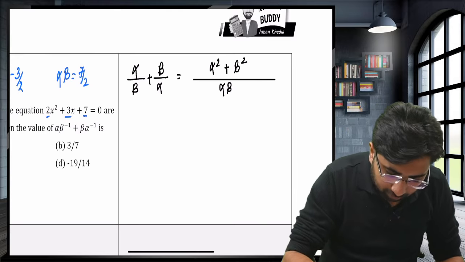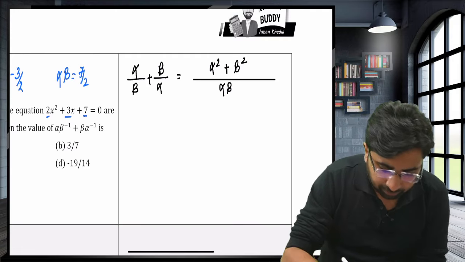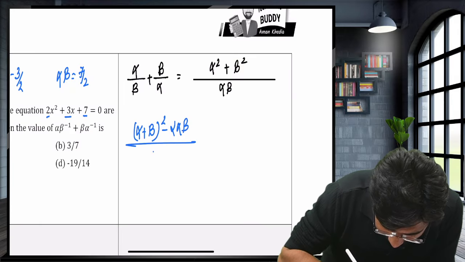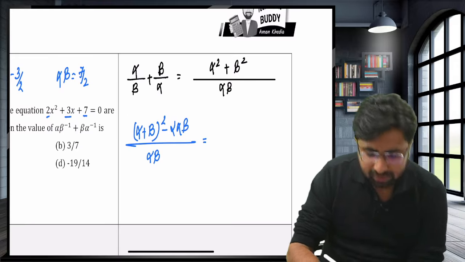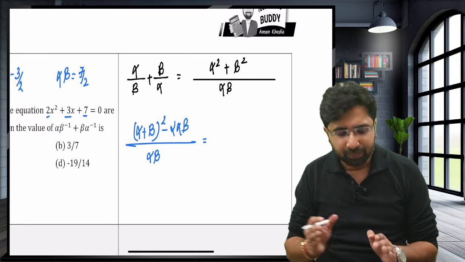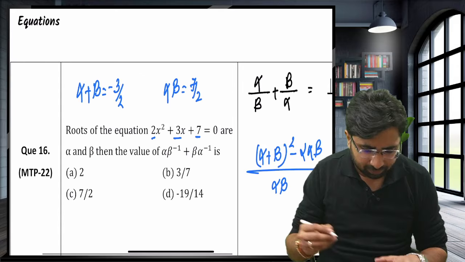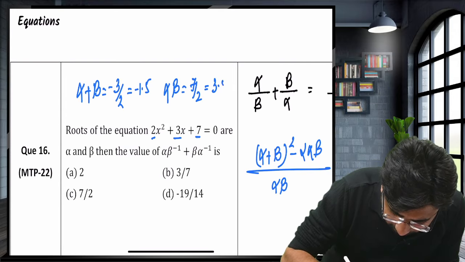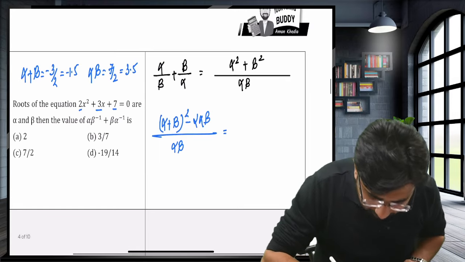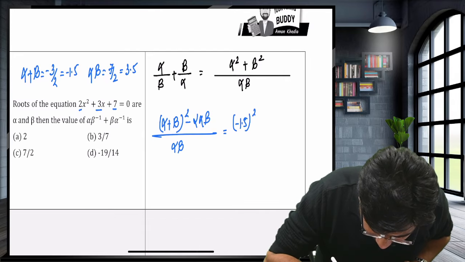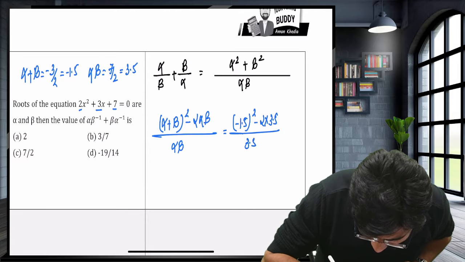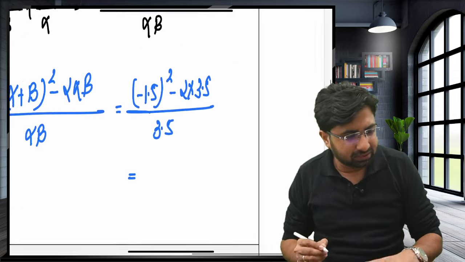Now, moving forward, what is the numerator? Alpha square plus beta square, which is alpha plus beta whole square minus 2 alpha beta, divided by alpha into beta. I will suggest get your answer in decimal. Don't put this much of nonsense, guys. Let's convert this into decimal. Alpha plus beta is minus 4.5, and alpha beta is 3.5. Let's put it over here: minus 1.5 whole square minus 2 times alpha into beta, divided by alpha into beta. Let's get the answer in decimal.